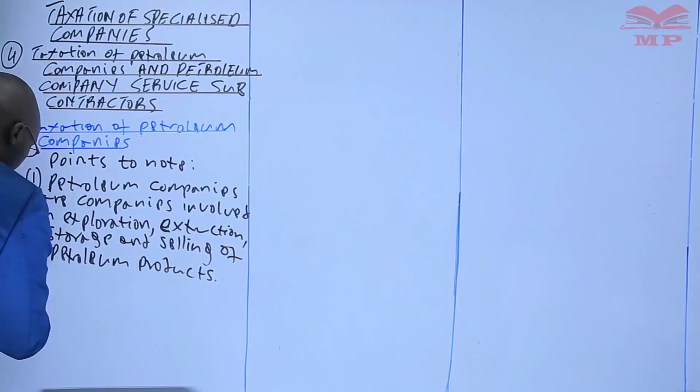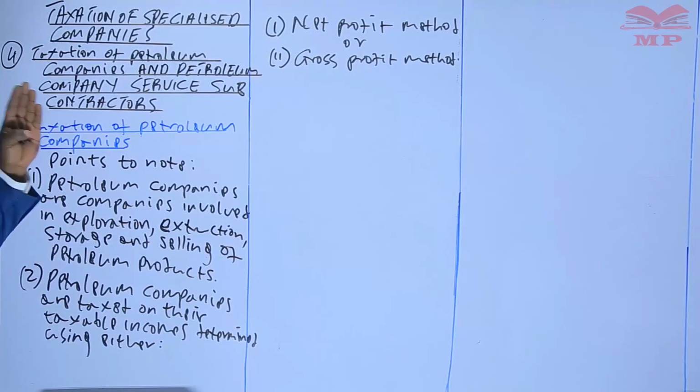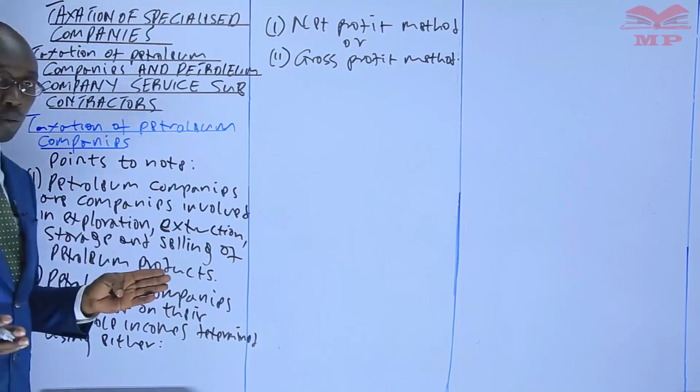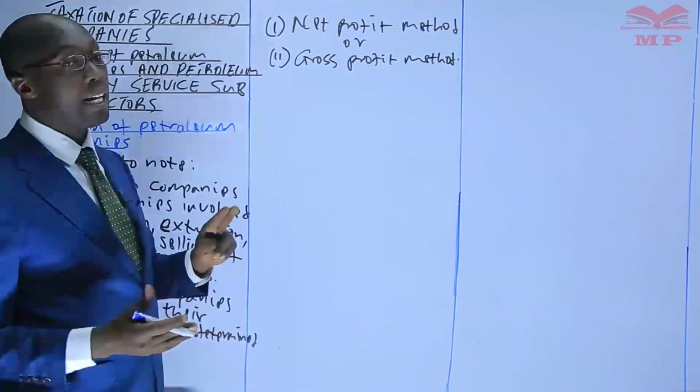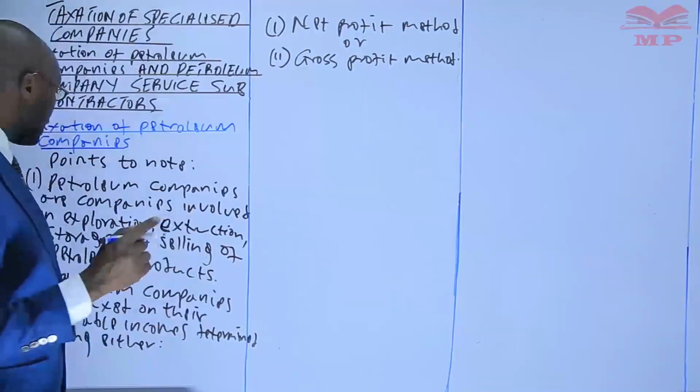Point number 2. The next point that we need to know is that the petroleum companies are taxed on their taxable incomes, determined using either, like any other business, the gross profit method or the net profit method. If you are given net accounting profit, use the net profit method. If net accounting profit is not given, then we use the gross profit method. That is point number 2.